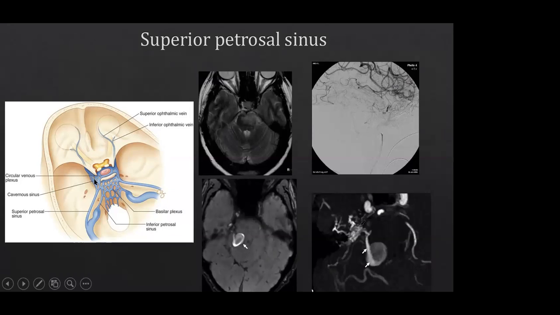And these two sinuses drain the cavernous sinus and also the retroclival plexus, the plexus behind the cavernous sinus. And these sinuses are paired structures on either side. And eventually they will drain via the transverse sinus and the sigmoid sinus into the internal jugular vein.